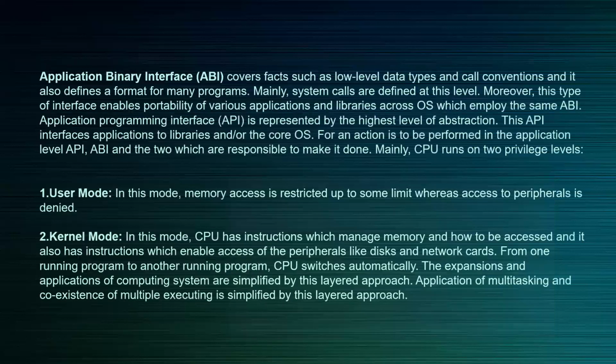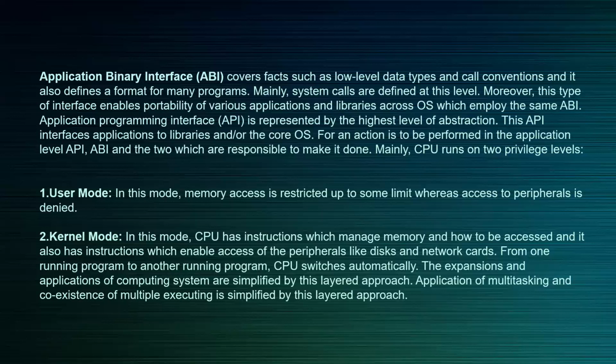So let us see the next one, that is the application binary interface. It covers facts such as low-level data types and call conventions, and it also defines a format for many programs. Many system calls are defined at this level. Moreover, this type of interface enables portability of various applications and libraries across operating systems which employ the same ABI. Application programming interface is represented by the highest level of abstraction. This application programming interface lets applications call libraries of the core, or an action is to be performed at the application level ABI, and the two are responsible to make it done.